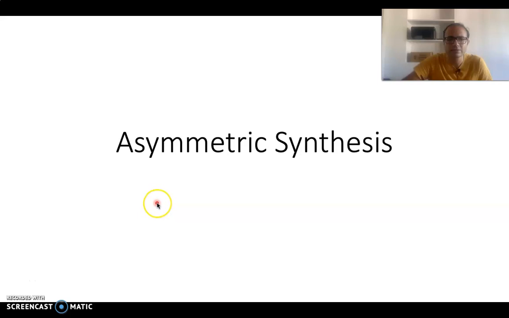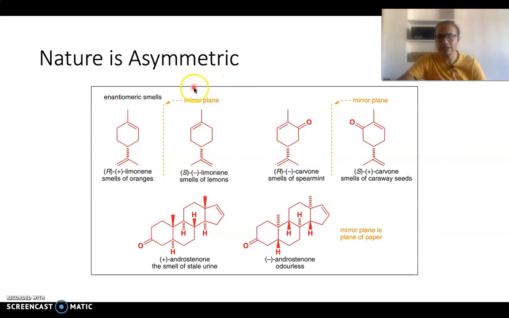Hello everyone. So today let us look into another very important part in stereochemistry, which is asymmetric synthesis. In this particular video, I'll try to talk about the synthetic aspect of stereochemistry. If we look at the basic molecules that we find in nature, we find that there is a lot of asymmetry present in nature.